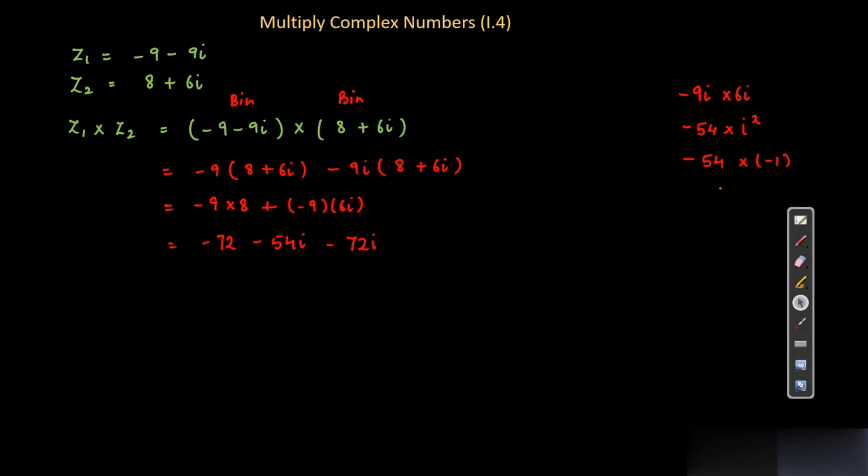So ultimately this will become a positive 54. Now we need to simplify these terms. We will again collect the real terms together, -72 plus 54, and the imaginary terms together. So we'll get -18, and this one will be, I think, -126i. So this is the final answer for Z1 times Z2. So this is all about multiplying complex numbers.